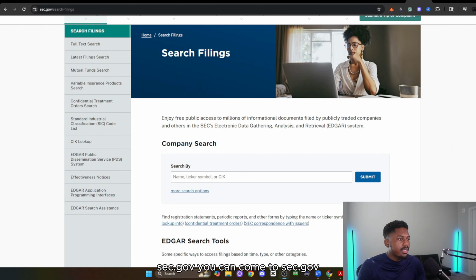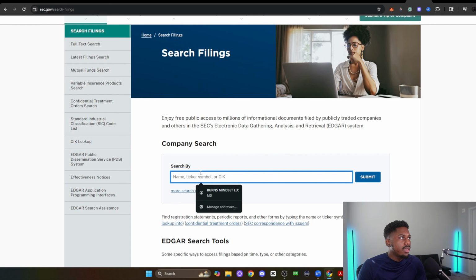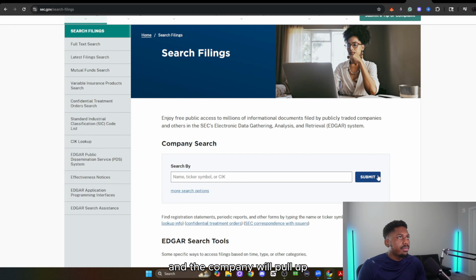SEC.gov. You can come to SEC.gov, type in the company, and the company will pull up and you'll be able to see if they have any pooling and servicing agreements filed with the SEC. If there are any pooling and servicing agreements, that means it's potentially bundled into a mortgage-backed security or asset-backed security.